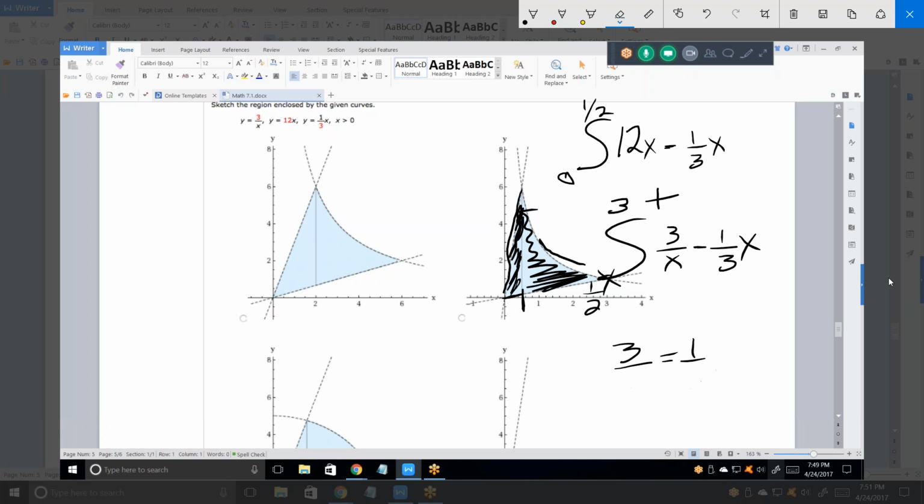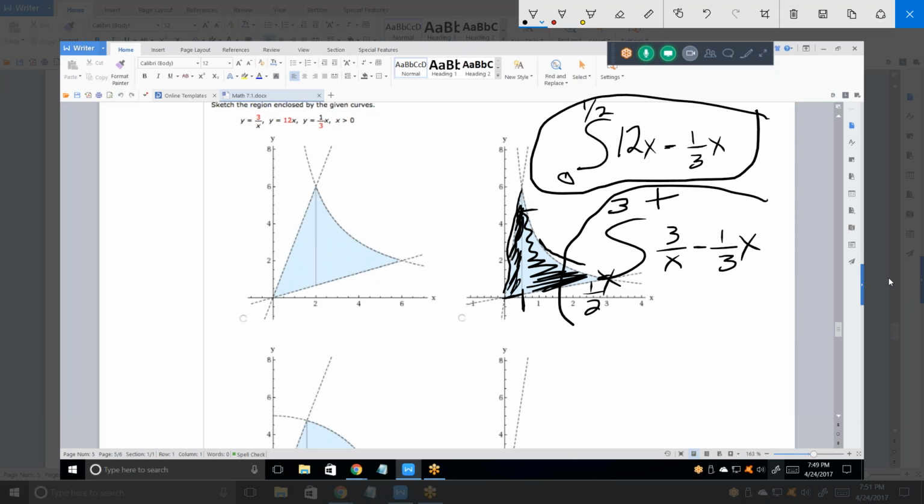So this one I'm going to go from 1/2 to 3. Okay? So this is the setup. In other words, I've got the integral of that, which is the area to the left of the vertical line, plus the integral of that, which is the area to the right of the vertical line.